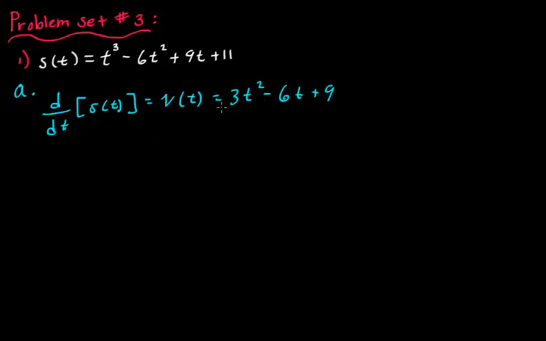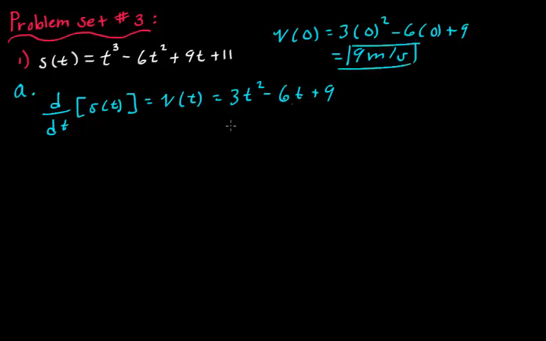So now that we have our velocity function here, let's go ahead and substitute 0 in for t, and that'll answer part A. So v of 0 equals 3 times 0 squared minus 6 times 0 plus 9. So that's just going to leave us with 9, and we can call that meters per second. So this is our answer to part A right here.